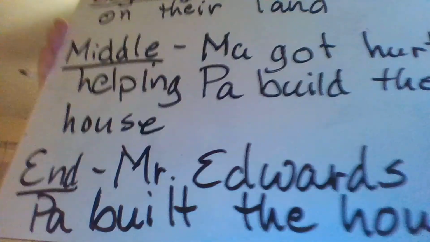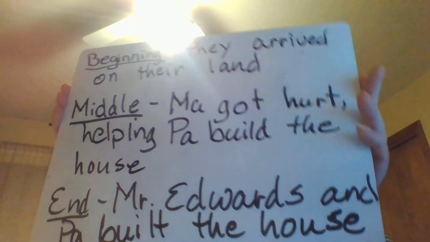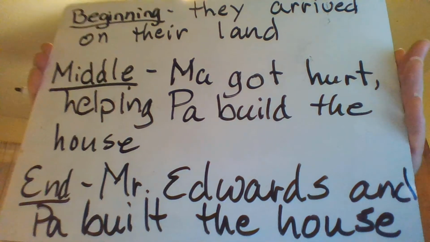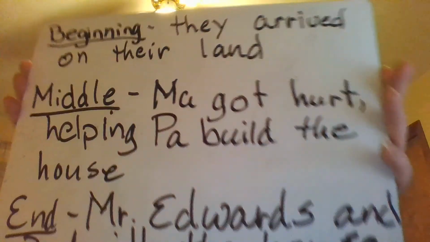And then, of course, what happened at the end of the chapter? Mr. Edwards and Pa built the house, except for the roof and the door and the window covers, but they got most of it done. Mr. Edwards and Pa built the house. So those were the three most important things from the chapter.